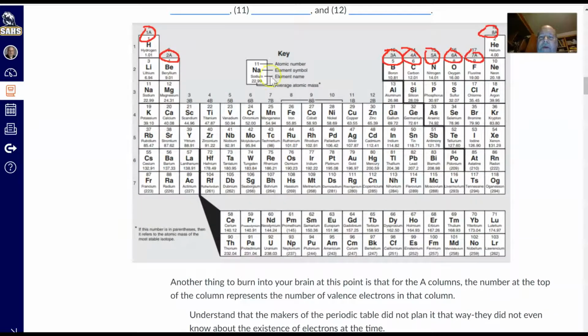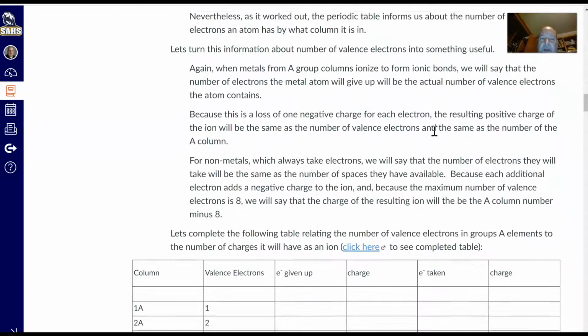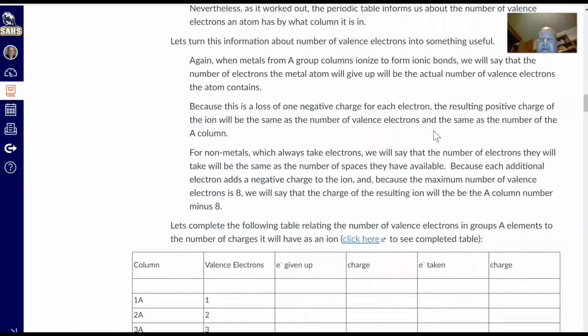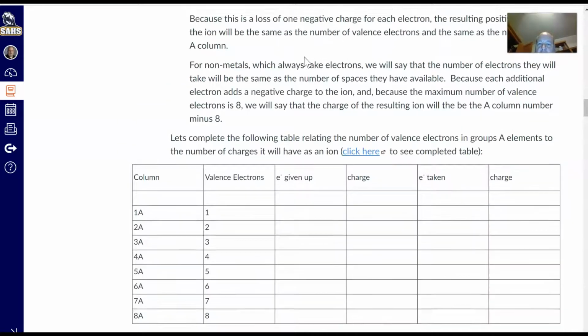So all I have to do to find out how many valence electrons each element has in the A columns is just look at the number of the A column. Okay, it's as simple as that. So we're going to turn this information about valence electrons into something useful here. We're going to create a little table, as we can see down below.